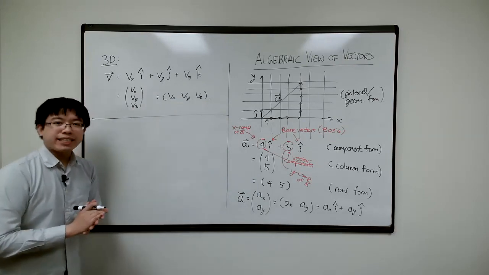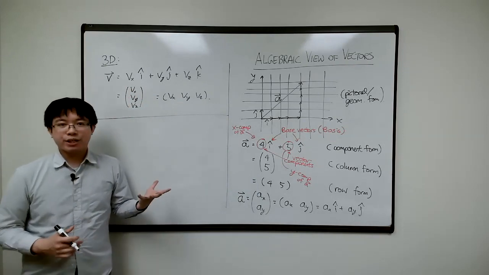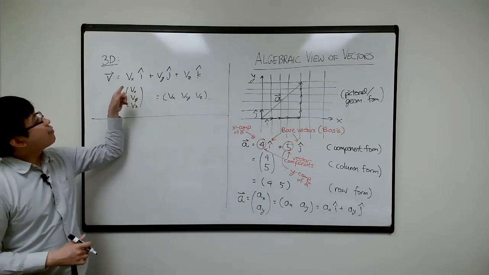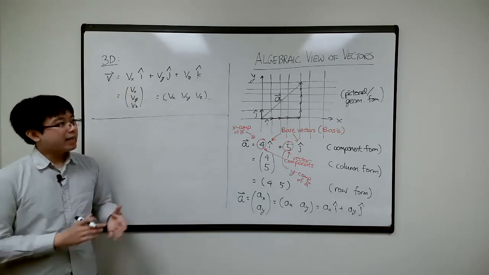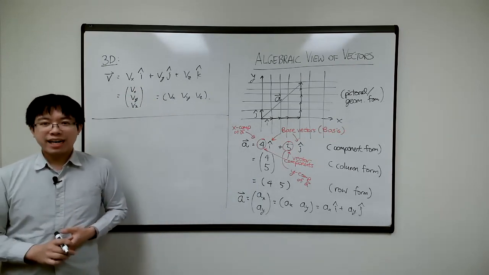The next question is how do we go between this algebraic form and the geometric form. I showed you that if I give you the algebraic form, you can easily write out the geometric form. But how do we go the other way? Let me use a separate video to address that.